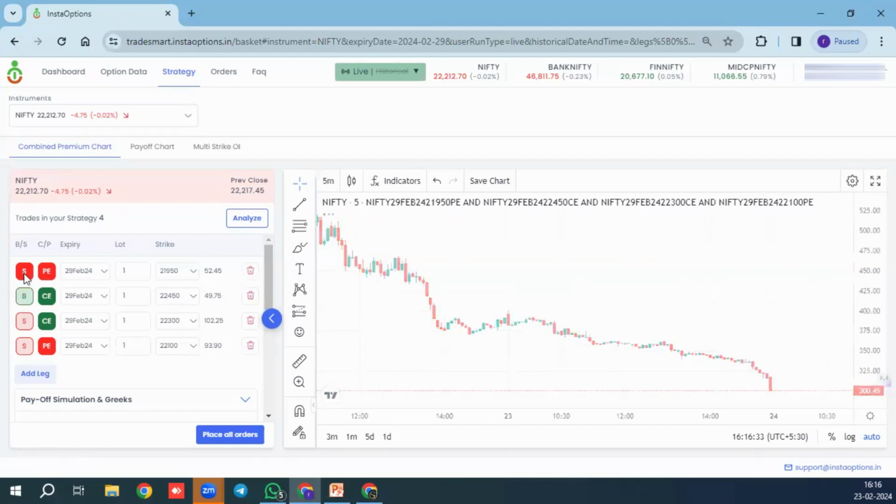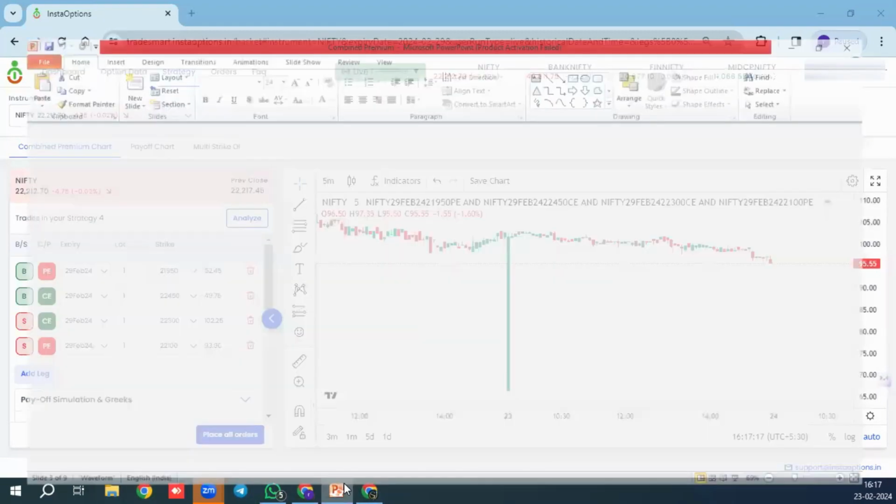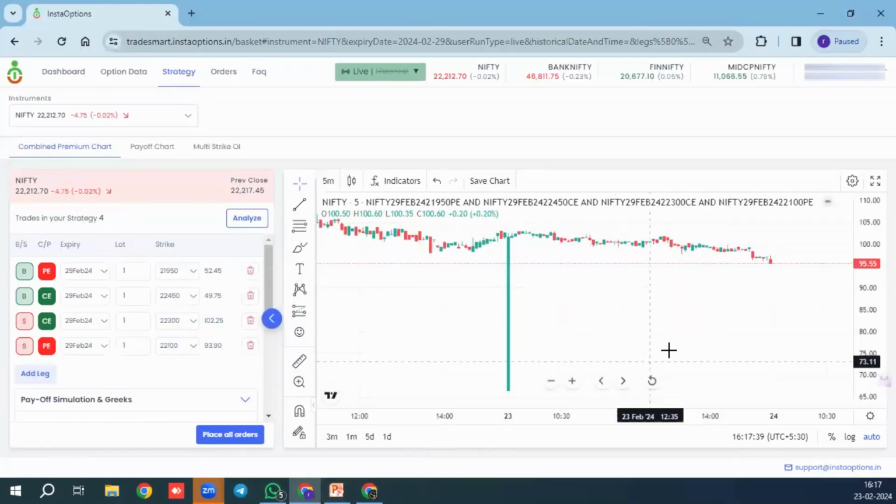Now I'm going to change this to buy. I'm going to sell and then hedge with the call and put. If it is sell, then all buy, it is going to be the sum of all 4. How is the combined premium calculated for a buy and sell combination? This is what we are going to cover now.